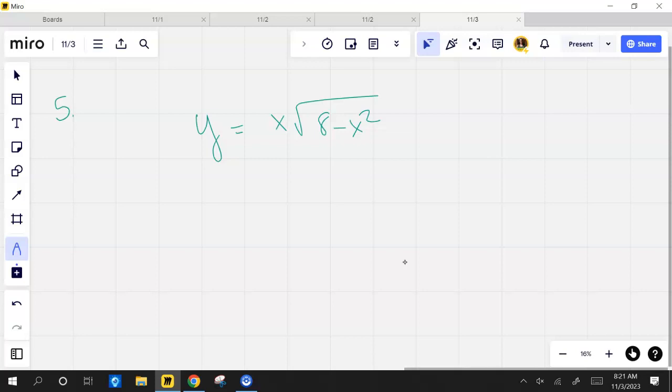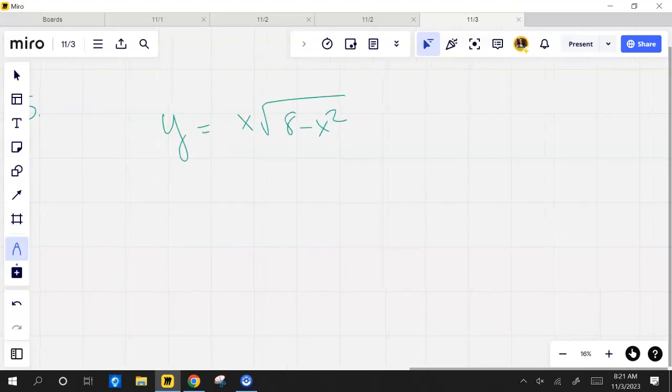So for this one, it says identify the extrema. So I'm looking for maxes and mins. Before I start, does this have any domain restriction? Yes. Okay, so I know that 8 minus x squared has got to stay greater than or equal to 0.